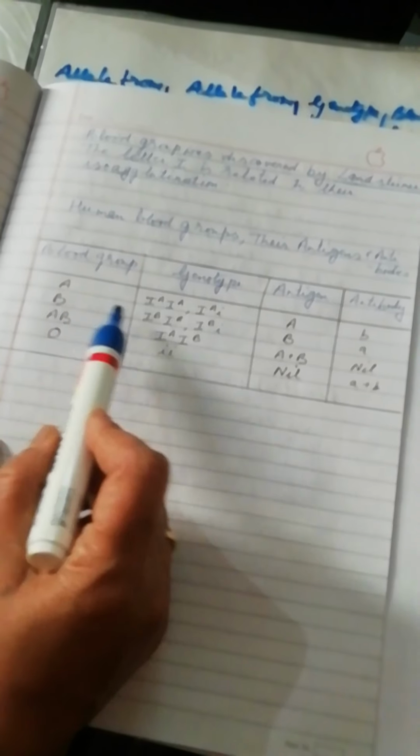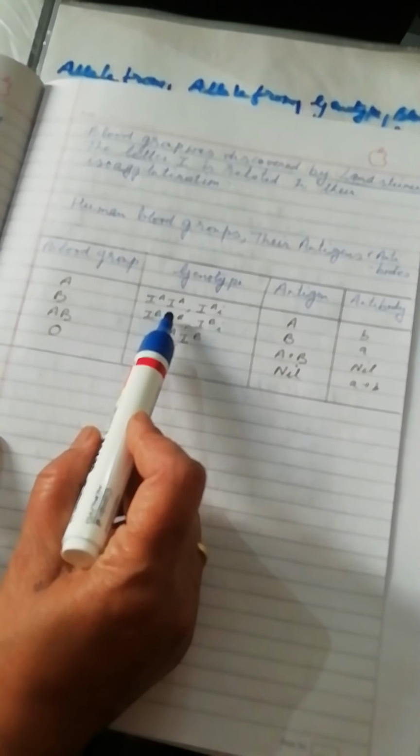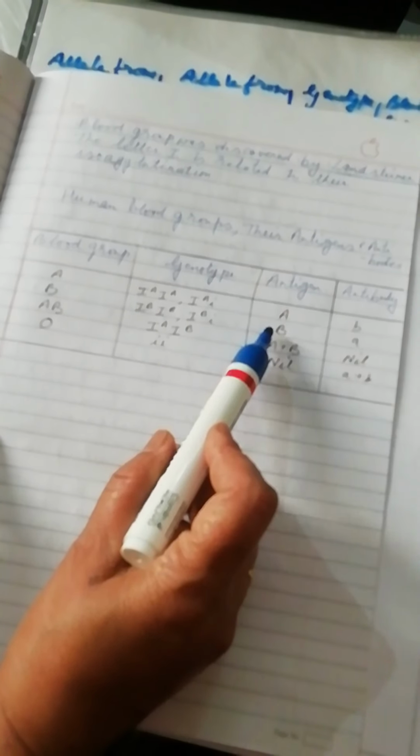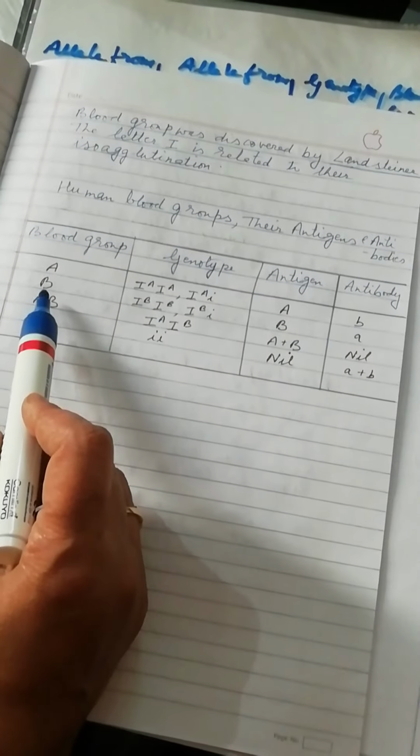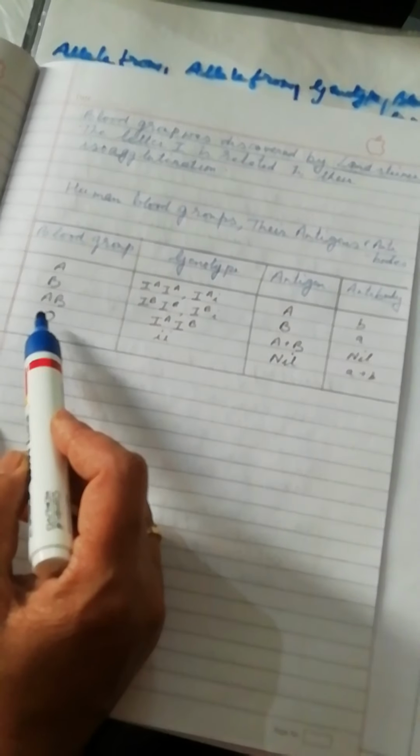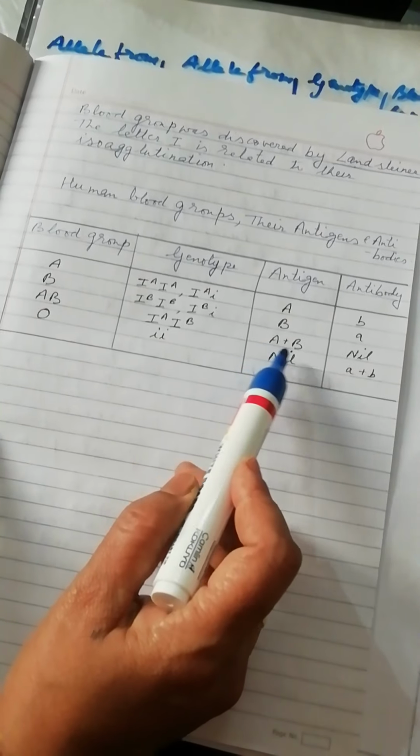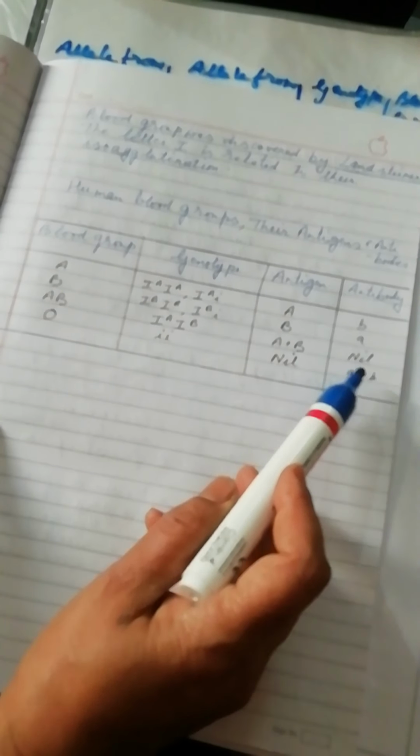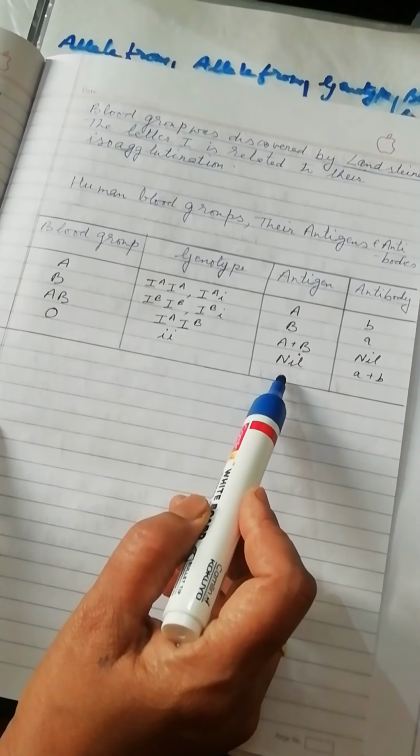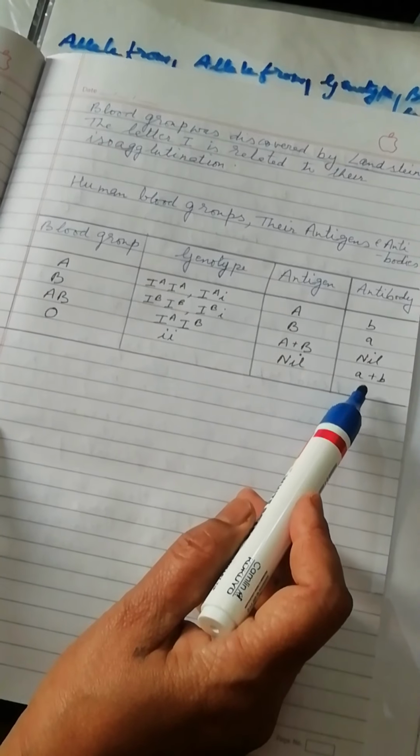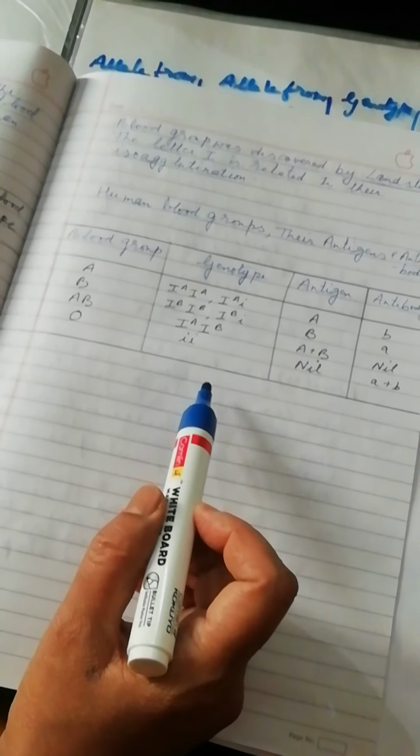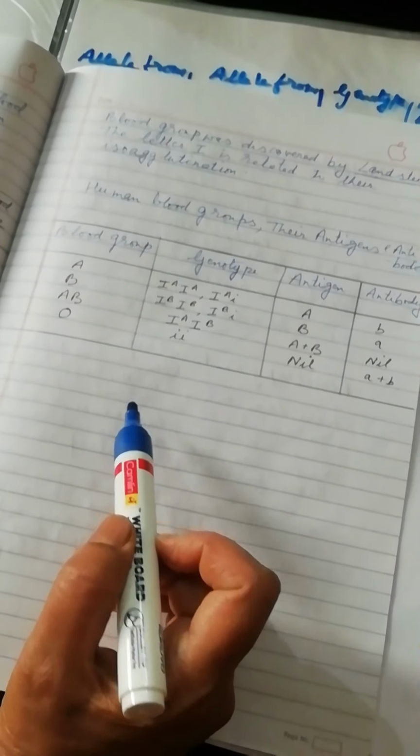If blood group is A, what is the possible genotype? IA IA or IA i. If blood group is A, antigen is A, antibody is B. If blood group is B, antigen is B, antibody is A. If blood group is AB, both the antigens are present, antibodies are absent, nil. If blood group is O, no antigens are present, and both the antibodies are present in the blood. This information is important during blood transfusion.